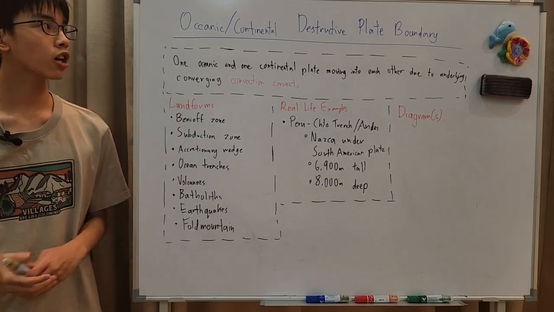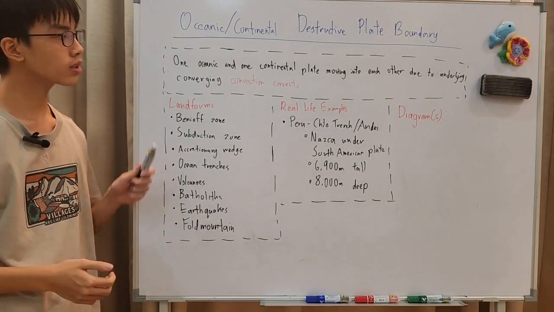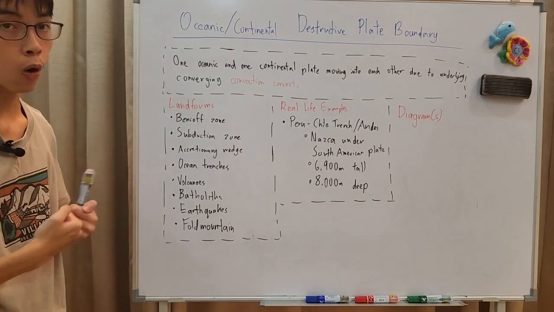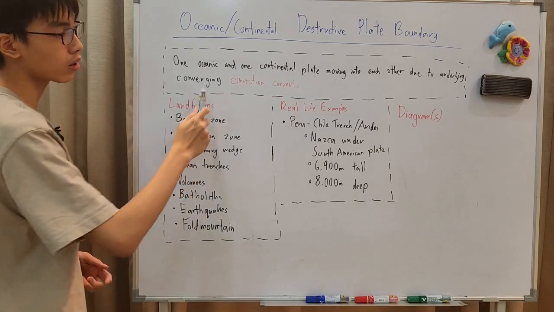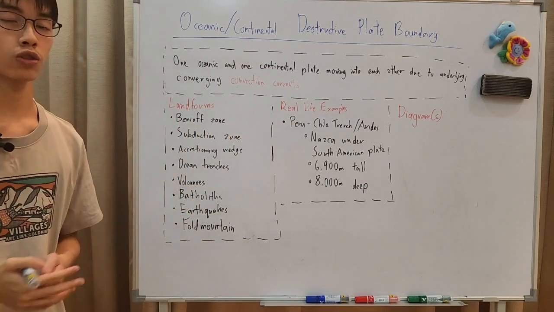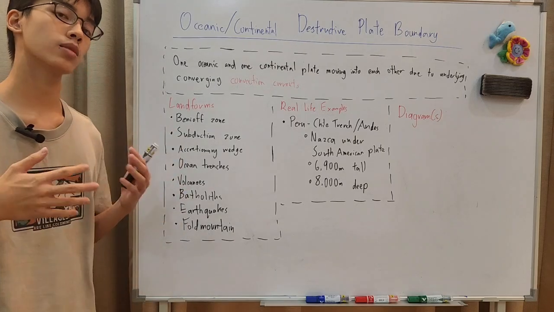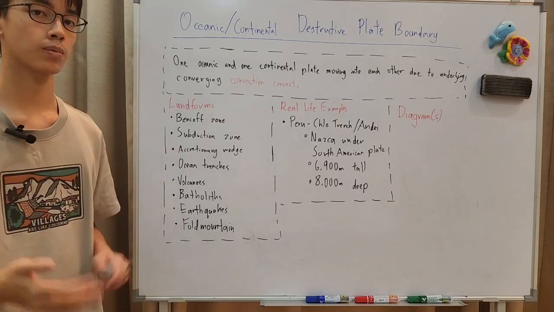Hi everybody, let's talk about oceanic continental destructive plate boundaries. This occurs when one oceanic and one continental plate move towards each other because of underlying converging convection currents. Remember, convection currents are really important in describing any type of plate boundary. What happens here is that your oceanic plate, because it is much denser than your continental plate, is the one subducting.